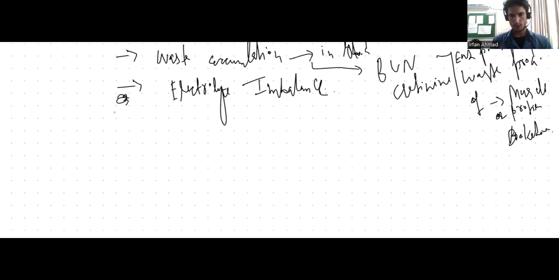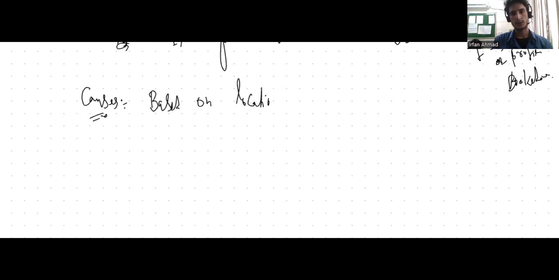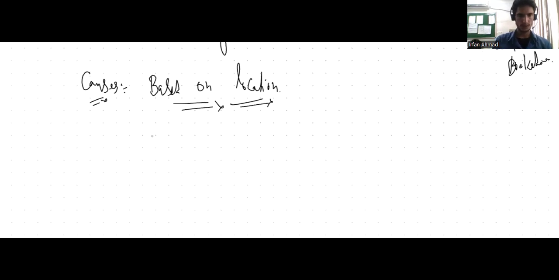First, we are going to discuss causes. What are the factors which cause acute kidney injury? Based on location, we have classified the causes of acute kidney injury.